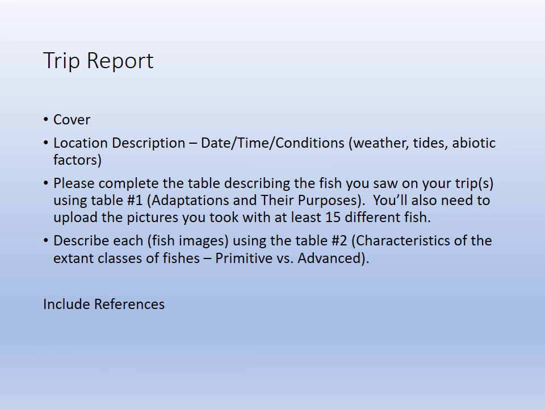So you're going to write the table up, you're going to upload pictures as JPEGs, you're going to attach them and copy them into Word, however you get them. I'm going to need 15 pictures that you took of fish. And then use the second table, primitive versus advanced. Remember, jawless versus jawed, having a swim bladder, paired appendages. There's a table describing the advancements, and then there's some images. So you're going to complete the table for each of those images. So I hope you enjoy it. And make sure you include your references.